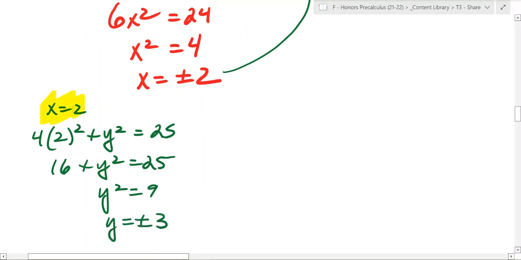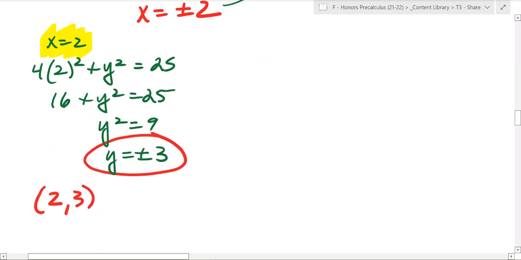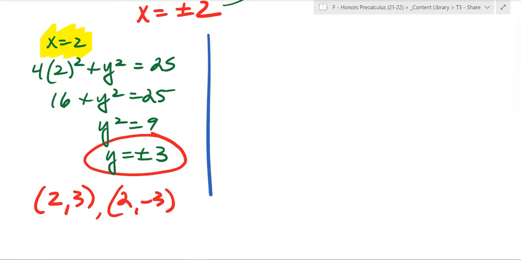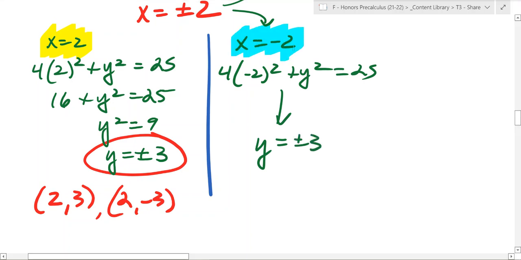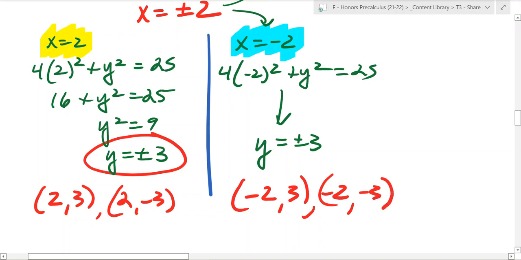So the key thing here is when x is equal to 2, you get 2 answers. So the 2 answers here are 2 and 3 and 2 and negative 3. But then you also have to do x equals negative 2, the other one right there. And when you do that, you get 4 times negative 2 squared plus y squared is equal to 25, which results in the same thing. Y is equal to, because negative 2 times negative 2 is 4, plus or minus 3. So with this one, you end up with 2 more answers, similar but not the same: negative 2, 3, and negative 2, negative 3. So in this case, there's 4 answers here. There's 4 of them, which is pretty cool.